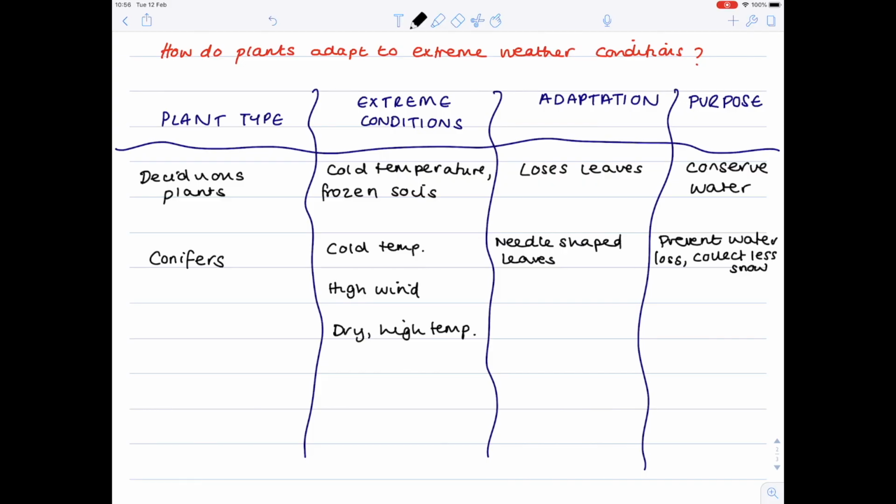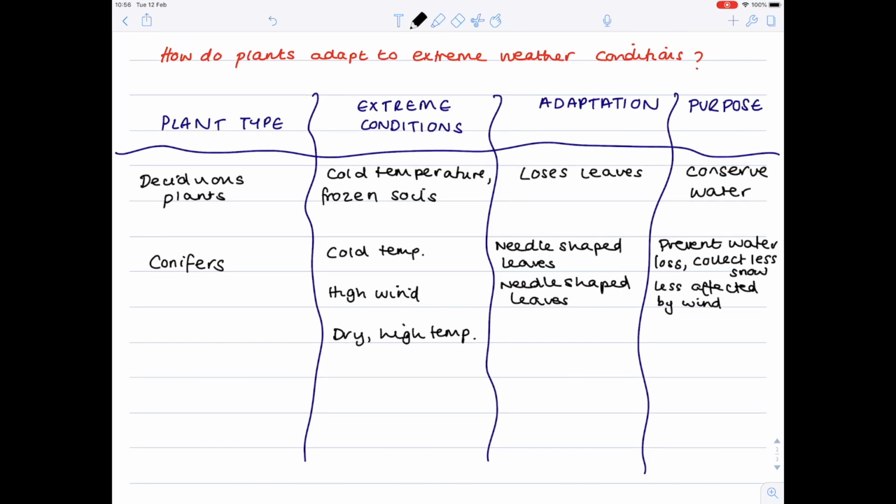How do they cope in high winds? Again, they have needle-shaped leaves. Because they have a smaller surface area, it means they catch the wind less, so they're less likely to get blown over. Next up, if they're found in dry, high temperatures, they have their stomata.